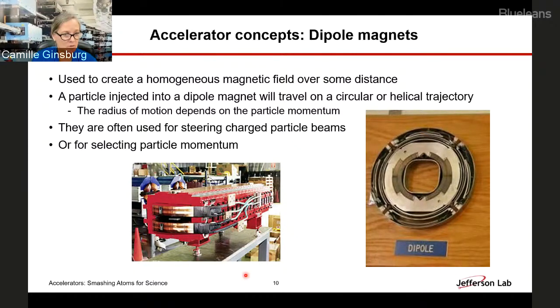And here's one example of what a dipole magnet might look like. These are coils that go around, and a particle beam would go through the middle of this. And then this is a cross section, not of this magnet, but of a dipole magnet. You can see these are the coils. It's been sliced like this. And you can see there are two poles, hence the name dipole.